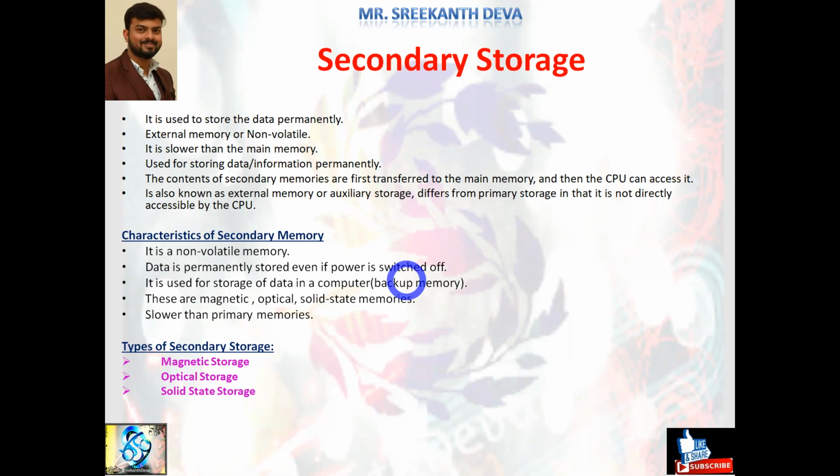The data is going to be securely stored in what? Secondary storage devices. Okay, it is used for what? Storage of data in a computer. Generally you can think of it like backup memory, because we are going to be storing our personalized data or programs or any kind of huge volume of data, files, records, all these things, in what?